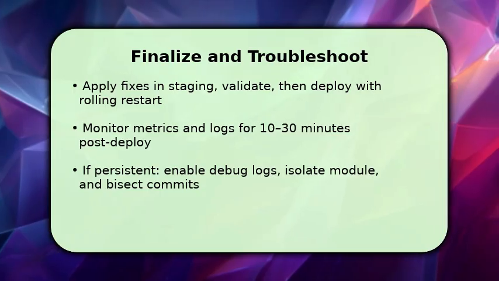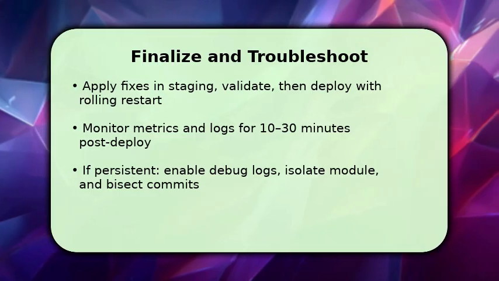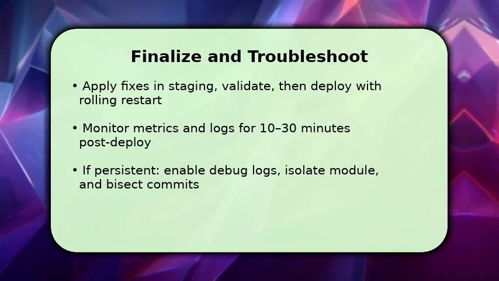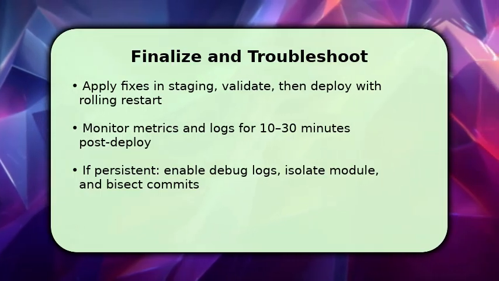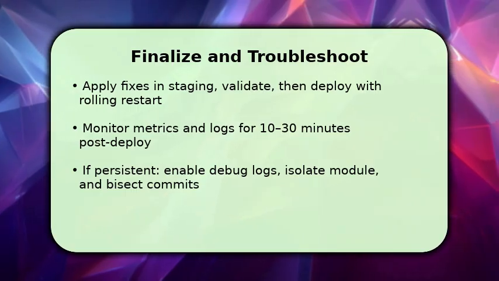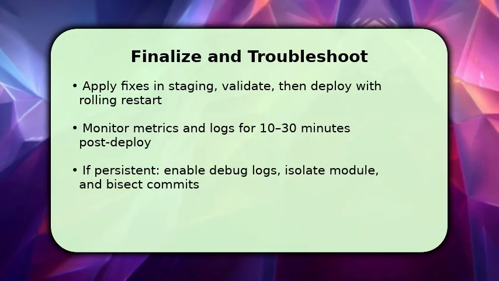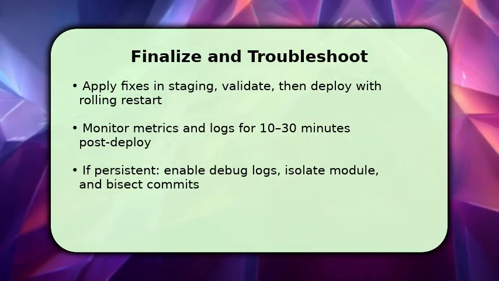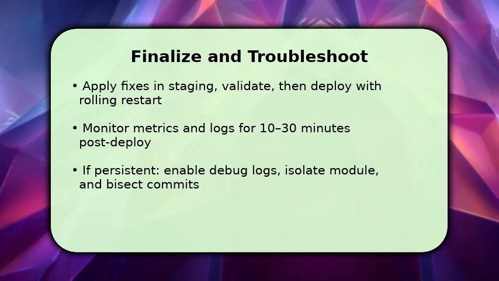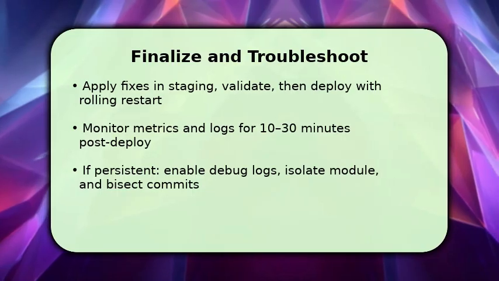Apply changes in staging, run integration checks, then deploy gradually with a rolling restart to minimize impact. After deployment, monitor logs, error rates, latency, and resource metrics for 10 to 30 minutes to ensure the unknown error is resolved. If the issue persists, increase log verbosity, isolate the failing module, and bisect recent commits to pinpoint the change. One key tip: if you get no clues, reproduce with a minimal configuration to eliminate external variables.